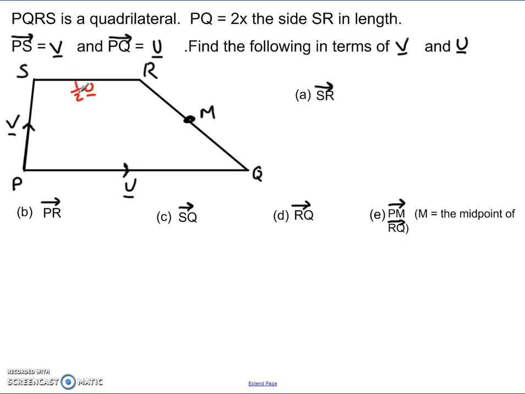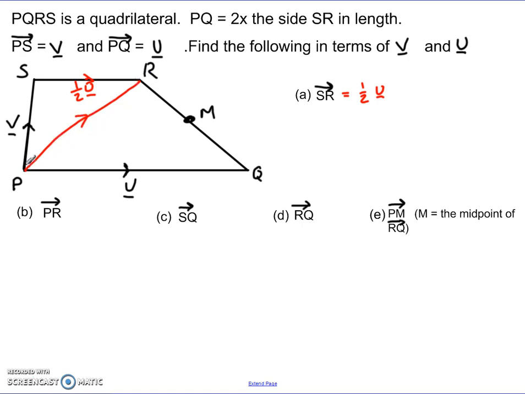Well, I got that from the information here. The vector S to R going along that way is given by this. So it's given by a half U. What I now want, second question, is the vector P to R. So I want the vector going between these 2 points there.